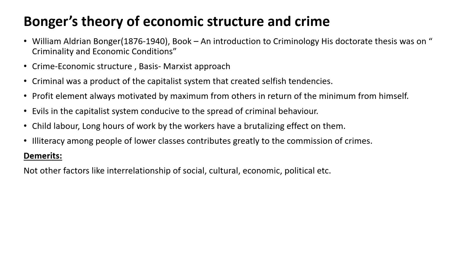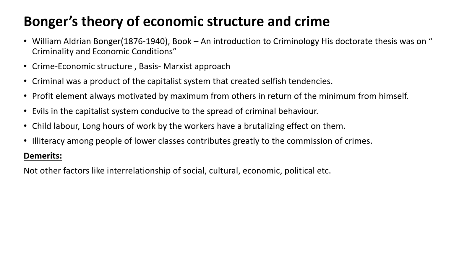In addition to the psychological and sociological explanations of crime, we also have the economic explanation of crime, why people commit crime. One of the theories here is Bonger's theory of economic structure in crime. William Adrian Bonger wrote a book, An Introduction to Criminology, where he discussed the possible economic reasons behind the commission of crime by people.